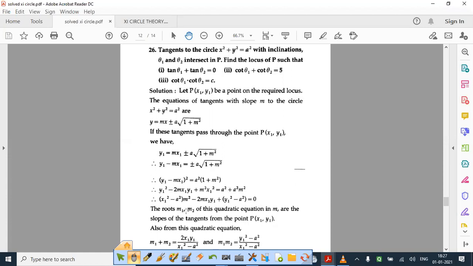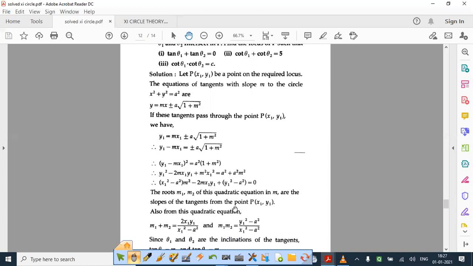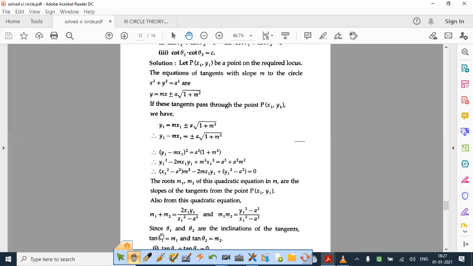Now the next part is interesting. The roots m1, m2 of this quadratic equation in m are the slopes of the tangents drawn from P. Now the sum of the roots is negative coefficient of m upon coefficient of m square. Actually, I should not say coefficient. I should say multiplier, because when we obtain the equation of locus, we treat x and y as variables. What is the product? I should say term free from m upon multiplier of m square. Is that clear?